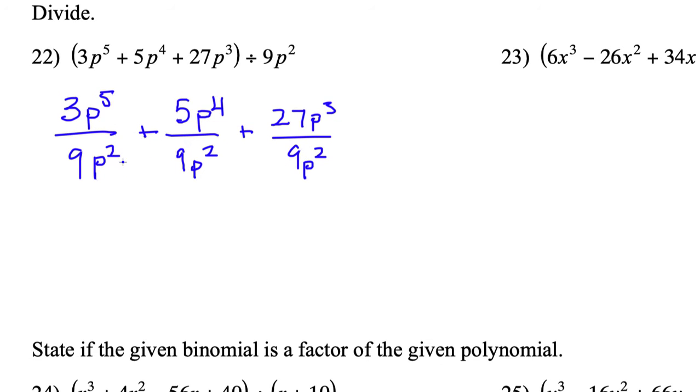I'm skipping a step here. Technically, this is just one fraction, and I split it up into 3 different fractions. And then I can go ahead and simplify. So 3 divided by 9, that's 1/3. So this is p something over 3.